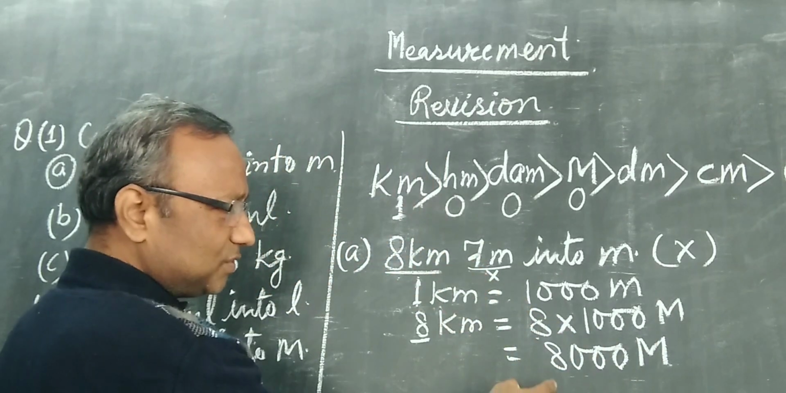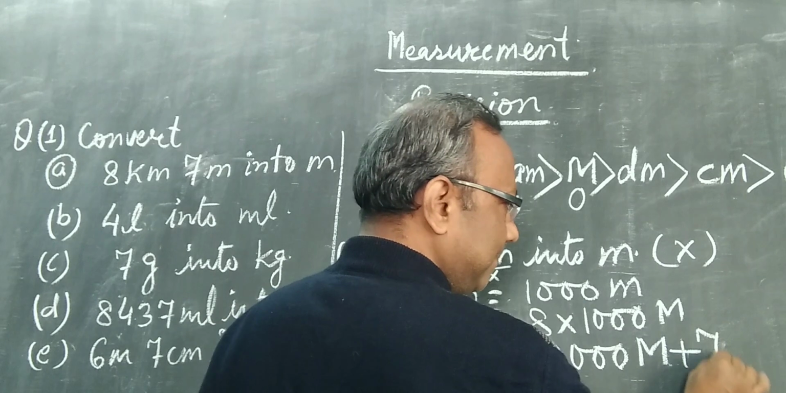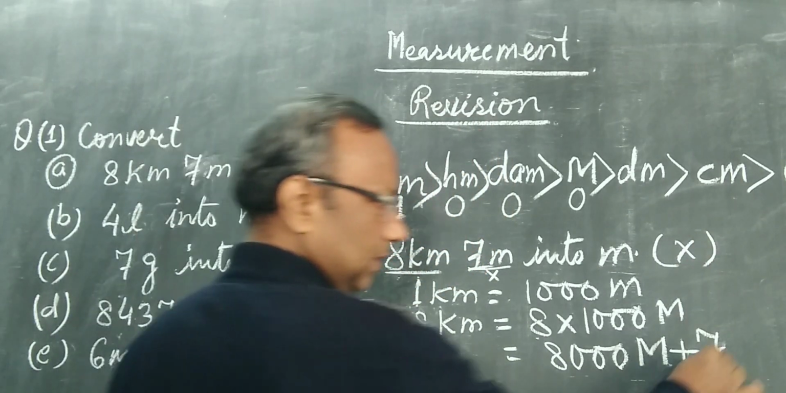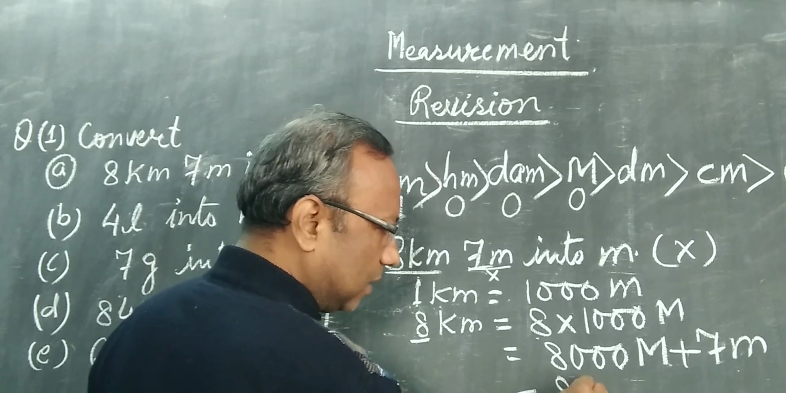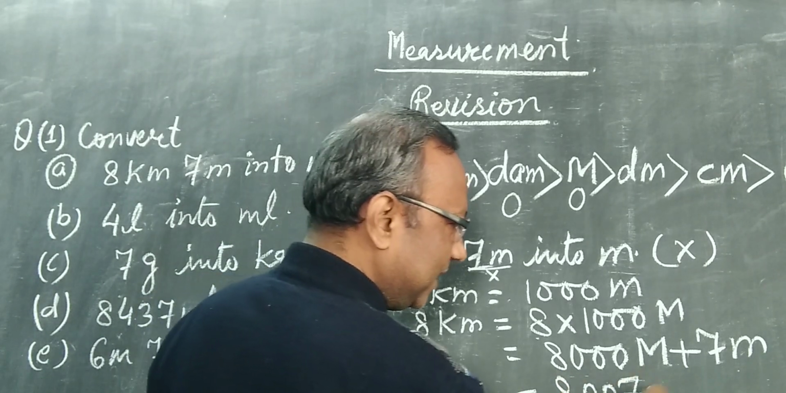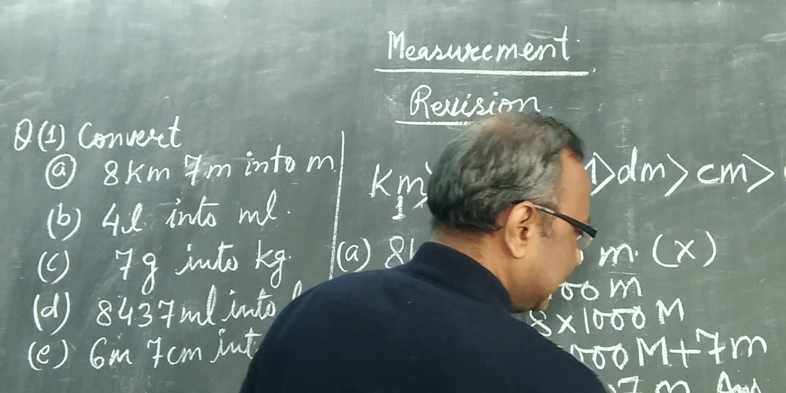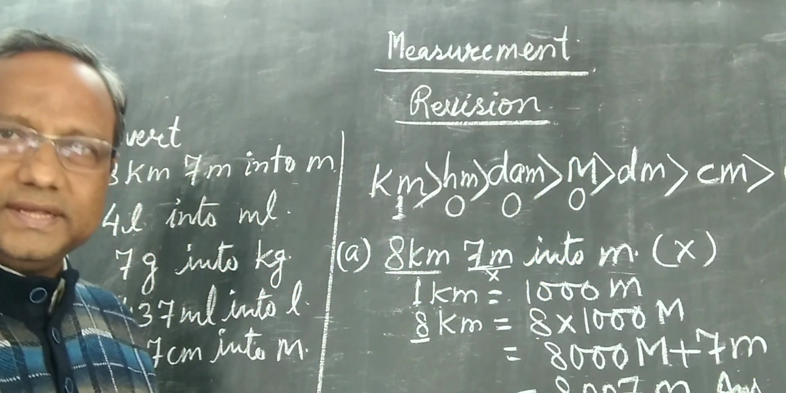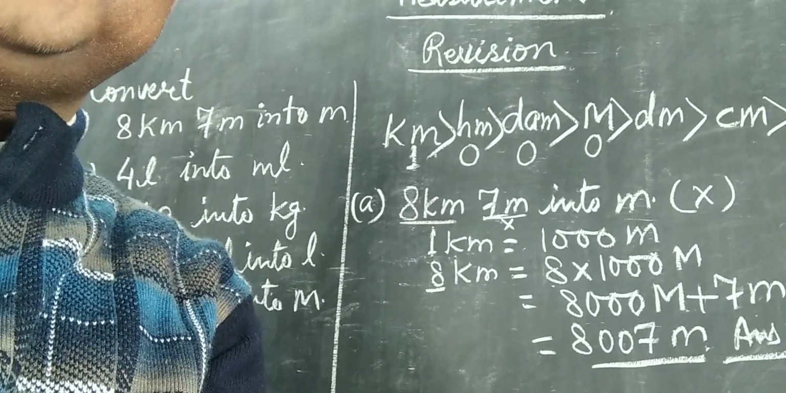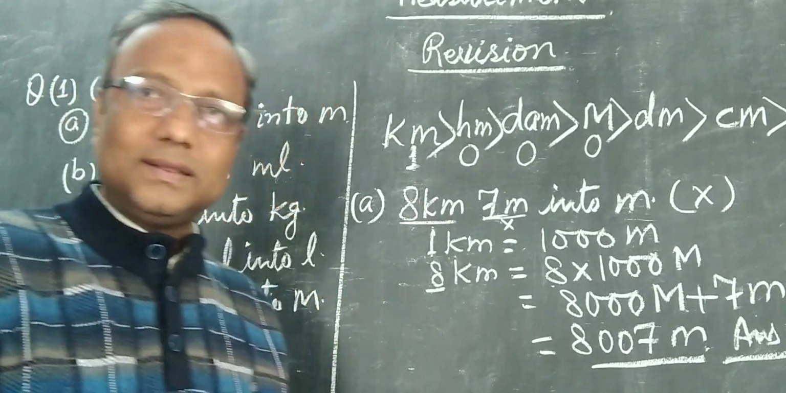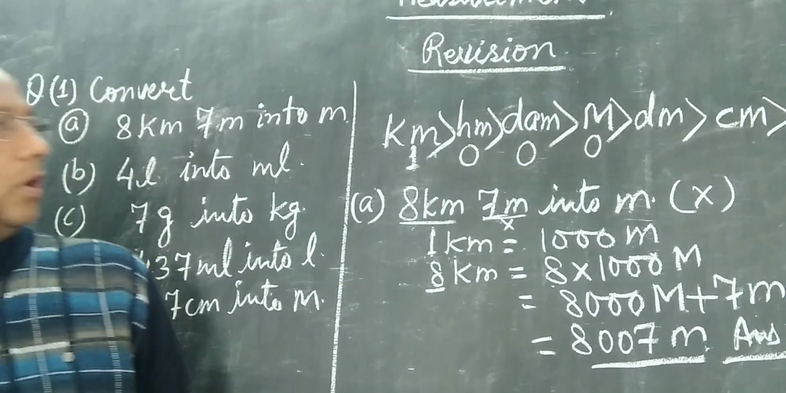With 8000 meter, there is 7 meter now. The 7 meter will be added. So finally the answer will be 8007 meter. This is the answer. Is it clear? Yes, sir. Is there any problem? No, sir. So this way we can convert the greater unit into a smaller unit. Take one more example.